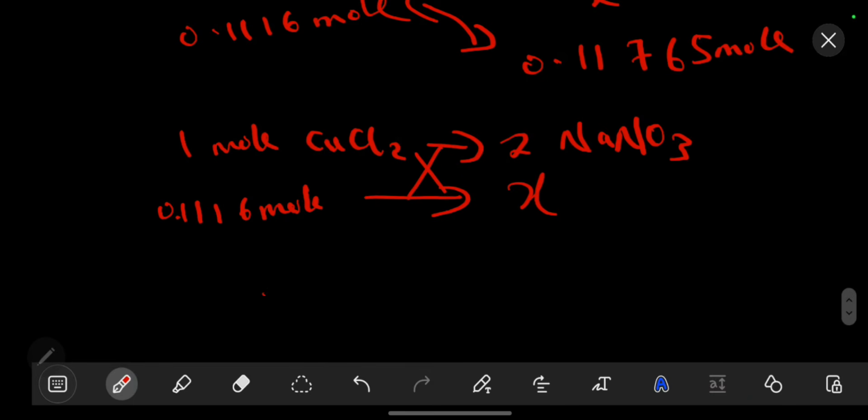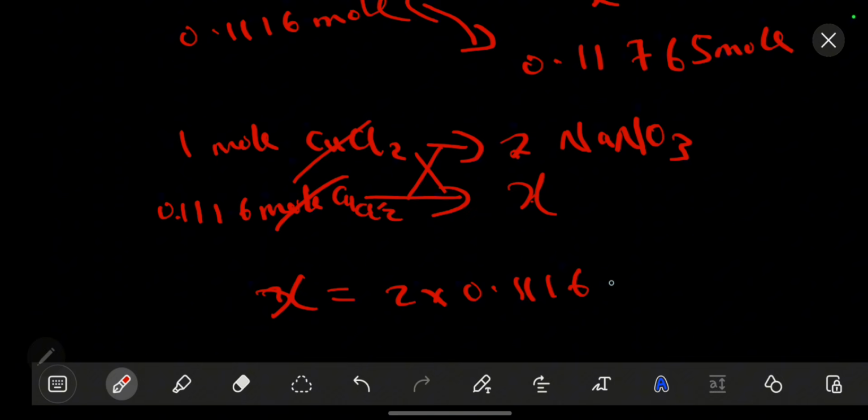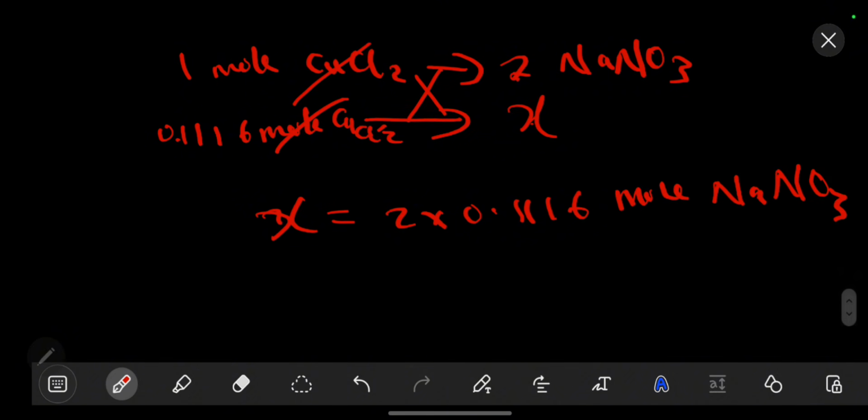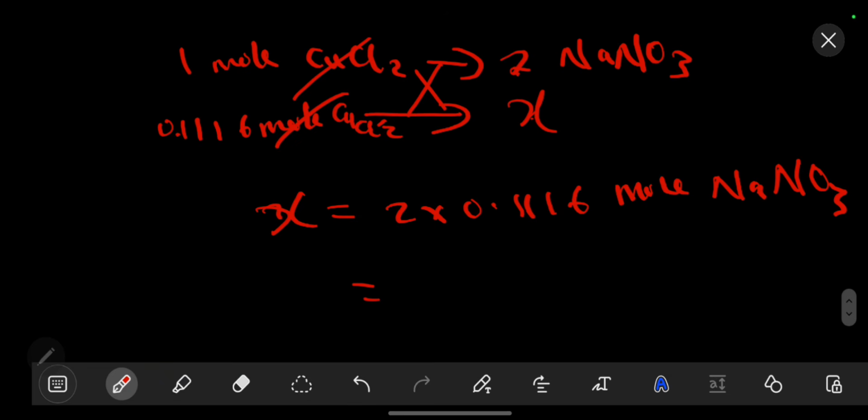You cross multiply, so we have CuCl2. This and this go. So we have x times 1. x should be equal to 2 times 0.1116, the moles of NaNO3. What this tells you is that you're trying to find how much it can react with, which we can use later. So now when you do this, we get a value of 0.2233.